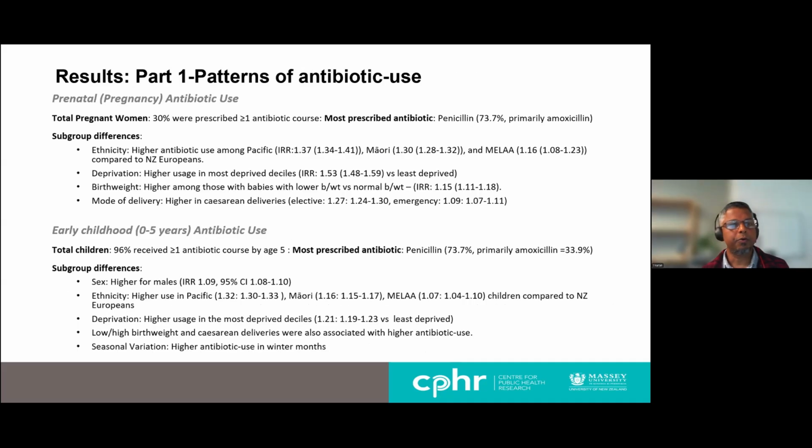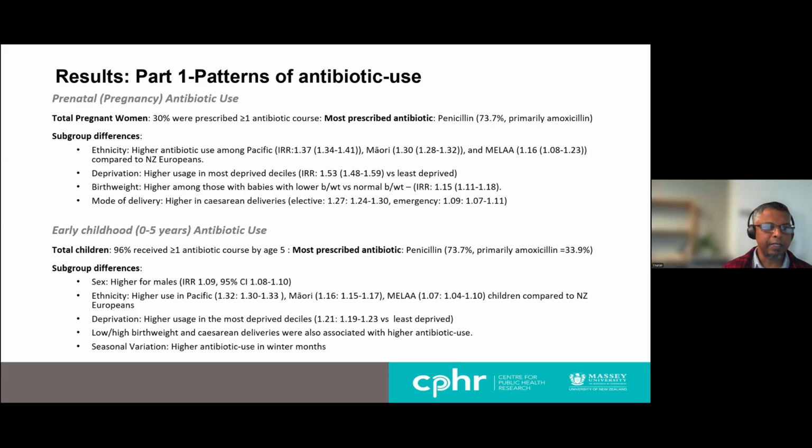Now, getting onto the results. Part 1 of the results section is on patterns of antibiotic use. First, I'm going to discuss antibiotic use during pregnancy. You can see that among the pregnant women, 30% of women were prescribed at least one antibiotic course, and the main antibiotic that was prescribed was penicillin, which was 73.7%, and it was primarily amoxicillin.